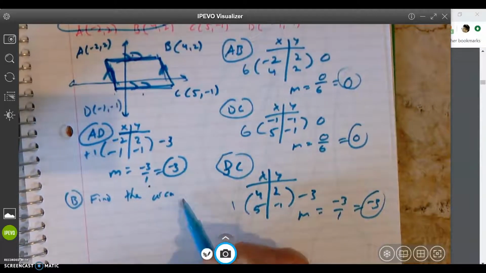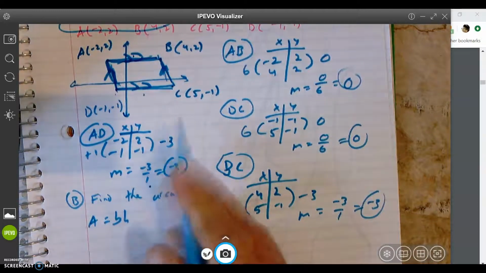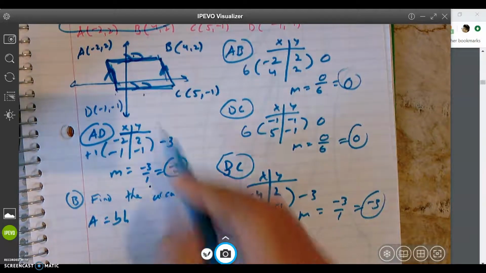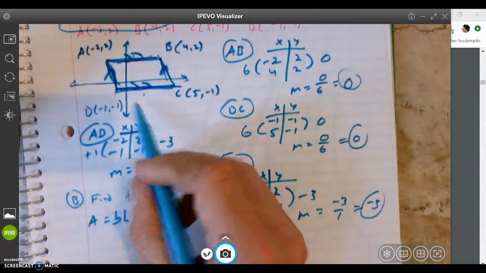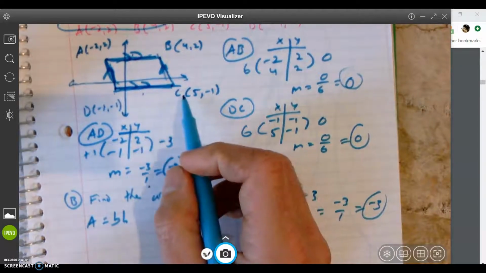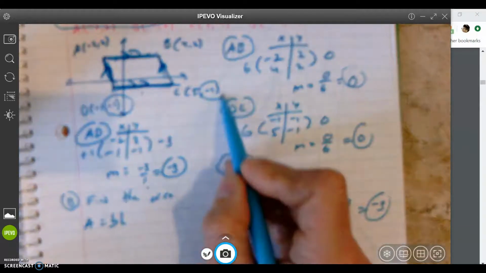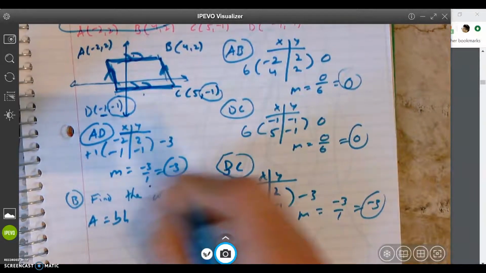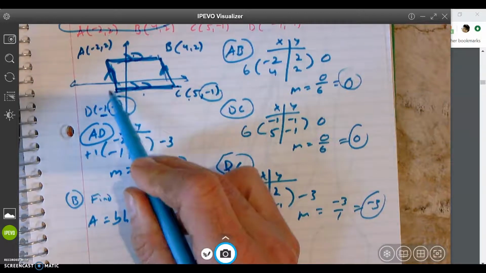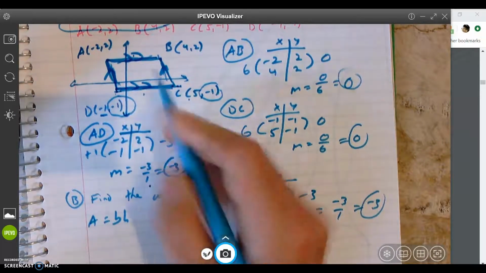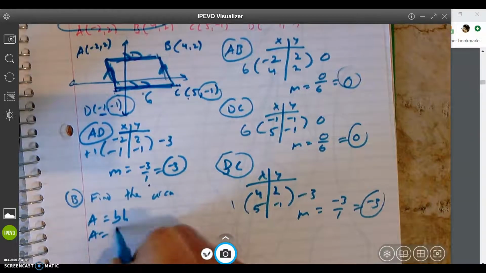Part B of this problem, find the area. We just did that last lesson. Area of a parallelogram is base times height. We proved it's a parallelogram, so there we go. So the base is here. I can use the distance formula if I want, or I can just look at it. Because look, the y doesn't change, does it? But the x does change, -1 to 5. So how many spaces is that if it moves from -1 to 5? Yeah, that's 6. So the base is 6.